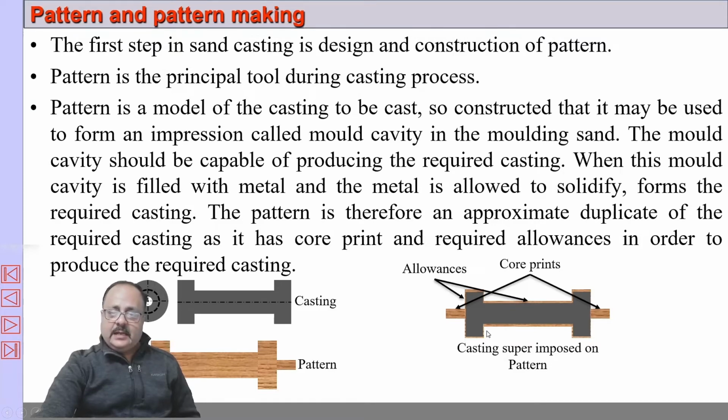Plus, you will see that these straight edges are difficult to produce in casting, so we'll be using tapered edges, which is not shown here. The pattern will be slightly tapered. These are also allowances. So therefore, in my previous slide, I had referred that it is an approximate duplicate. Probably now you will understand why I called it an approximate duplicate, because the allowances and the core prints are attached to the pattern apart from the shape. So you can say, in a sense, the casting shape plus the core print plus the allowances makes the pattern.